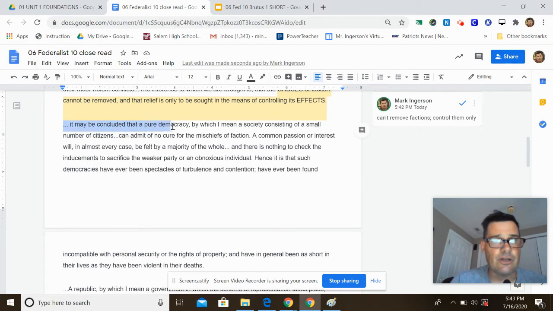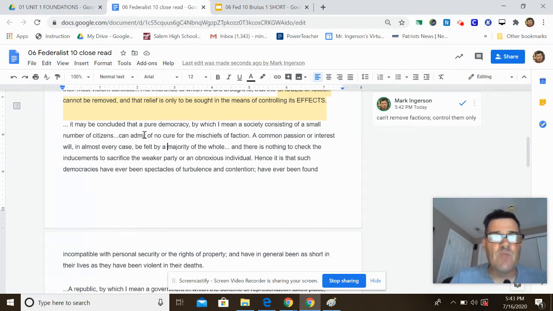It may be concluded that by pure democracy, remember that's like participatory where most people are voting, by which I mean a society consisting of a small number of citizens where we all kind of know each other, can admit of no cure for the mischiefs of factions. So like small society, you can't stop factions, they're going to get into trouble. Why? A common passion or interest will, in almost every case, be felt by the majority of the whole. So, like in a small community, pretty much everybody thinks the same.